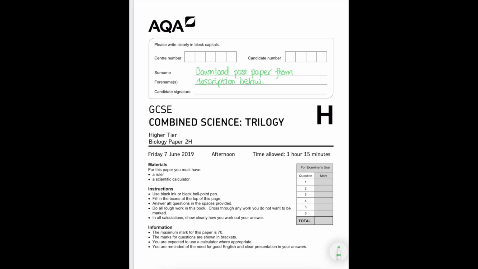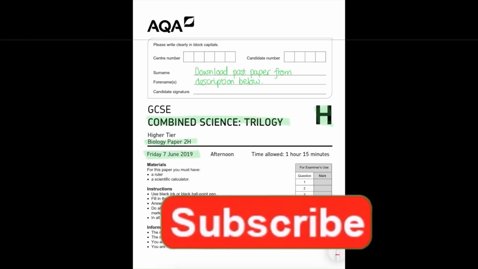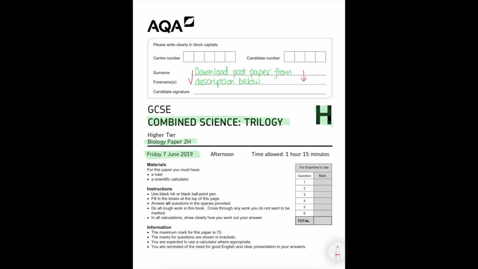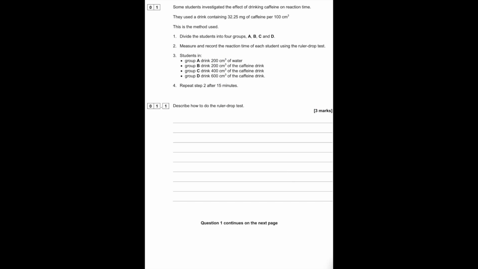In this session, we'll be looking at the Biology Paper 2 of AQA Combined Trilogy, and this is the higher tier. This is from the year 2019. It is always a good idea to download the past paper from the description below and have a go before going through this walkthrough. Some students investigated the effect of drinking caffeine on reaction time.